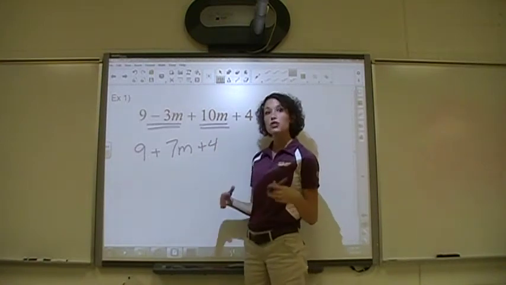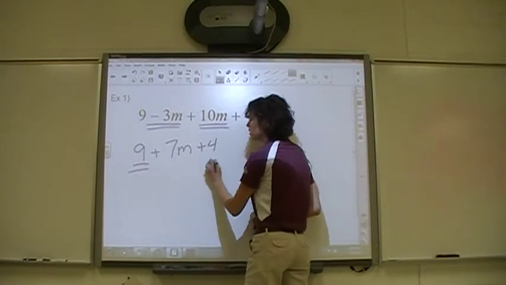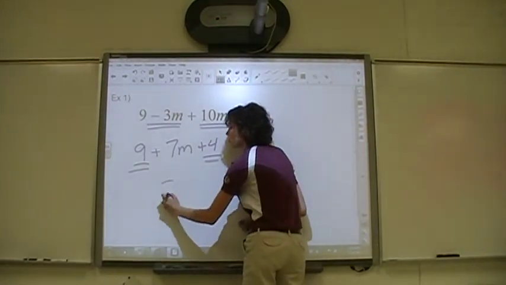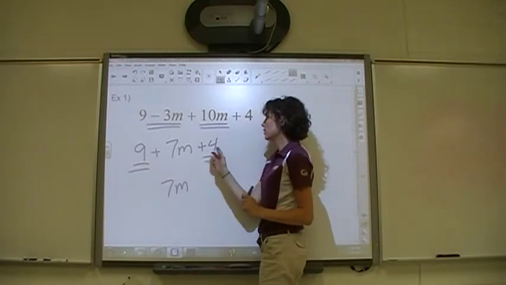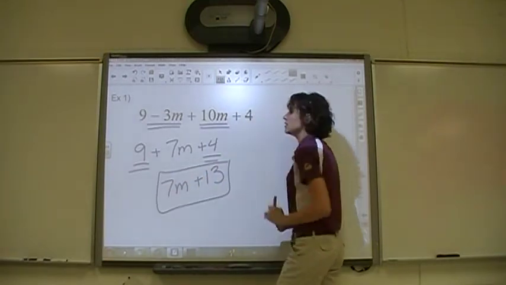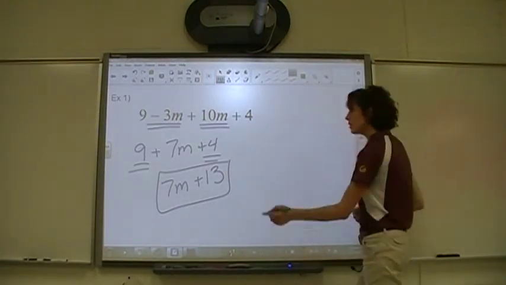Then simply add the rest of your like terms, which are going to be your 9 and your 4, which are constants. So drop down your 7m. 9 plus 4 is going to give me a positive 13. 7m plus 13 is your answer for this example. Let's try another one.